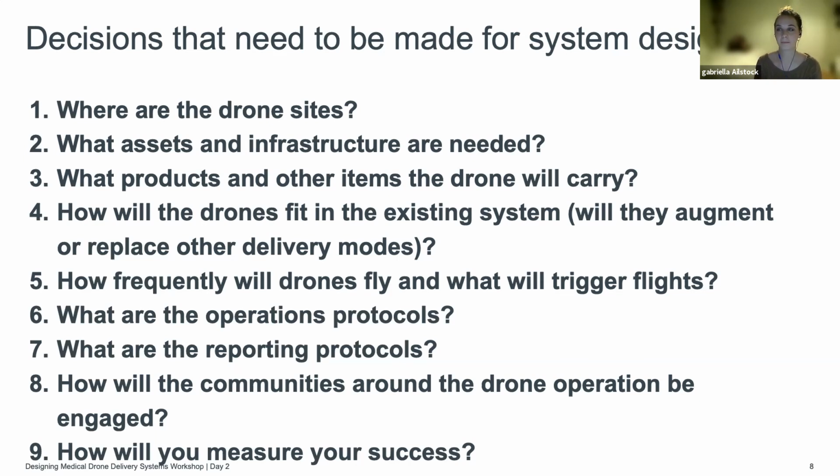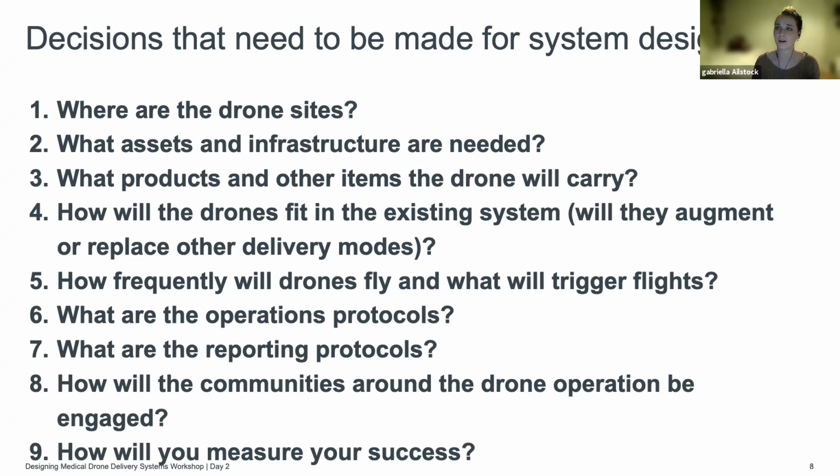And what makes that site a good choice for drone delivery? The second question is, what assets and infrastructure are needed at those sites, or maybe at your drone hub or for a battery recharging station? Where do you need those assets and infrastructure, and how do you plan for the future in order to resupply them if they break? The third is, what products, what health products or other items will the drone carry to and from each of those sites that you selected?